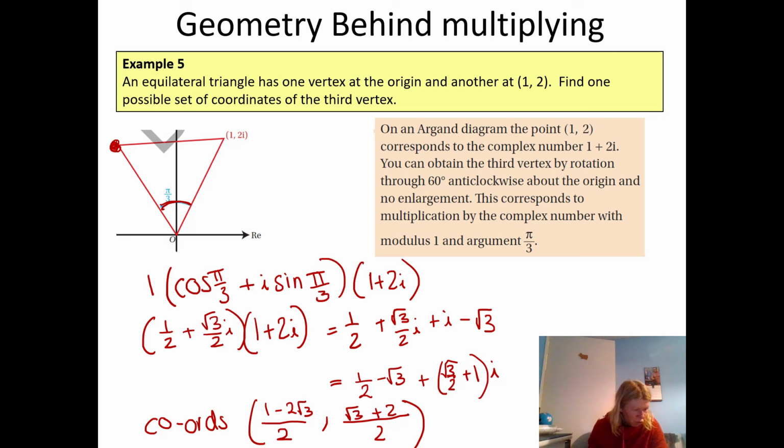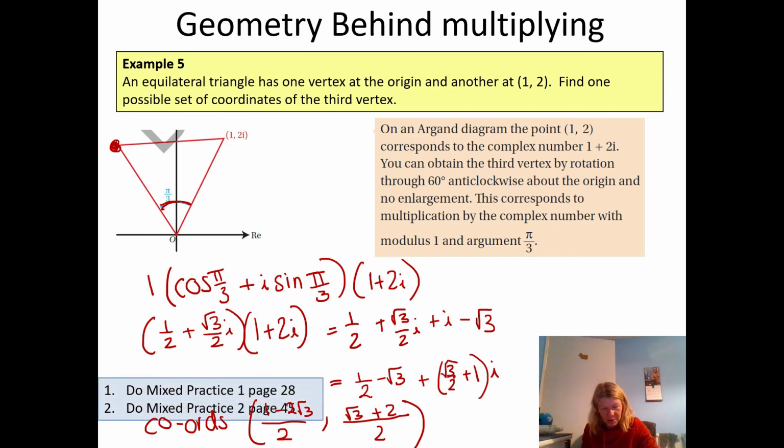Right, time for you to do some work. You can now go and do the mixed practice at the end of this chapter, or you can have a go at this question here. Mixed practice 2, page 45. So there's quite a few questions.